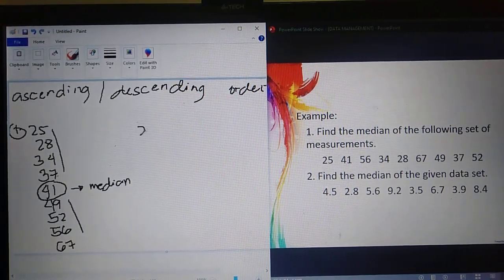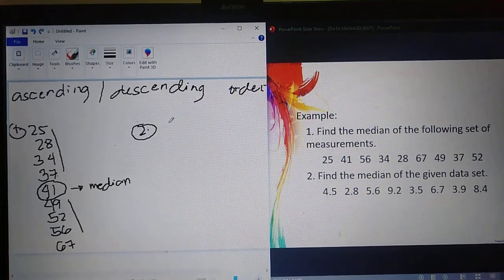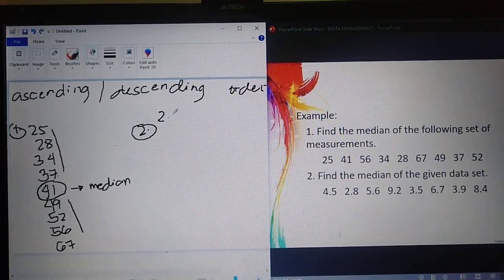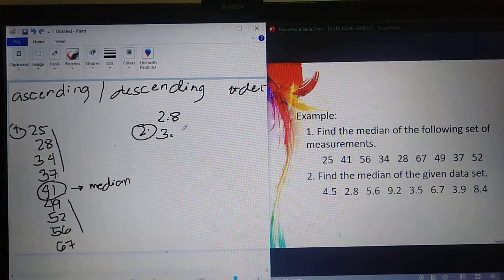How about for example number 2? Ulit natin, ayusin natin ulit. We have 2.8, and then 3.9 and then followed by 3... No. It must be 3.5 pa pala. Sorry ha. Okay, erase natin.